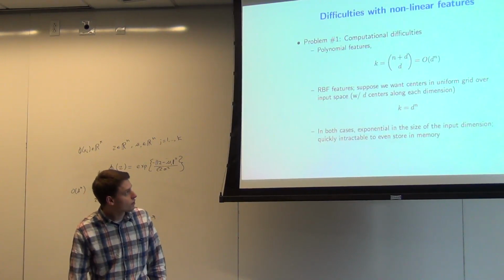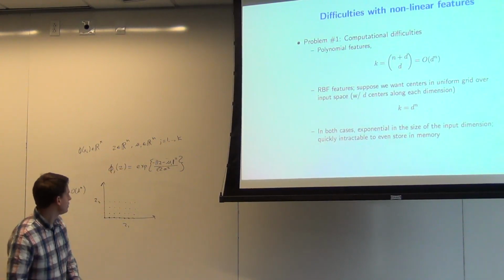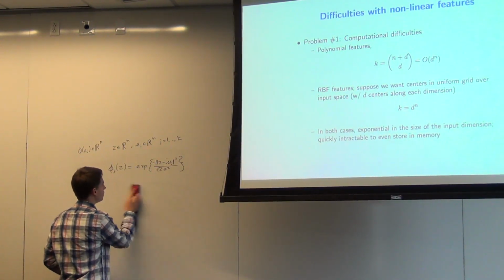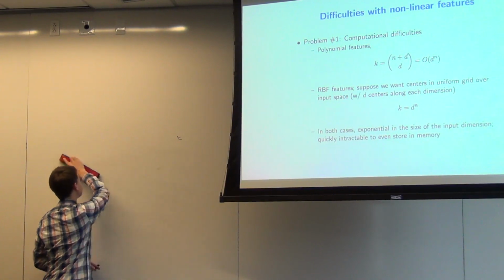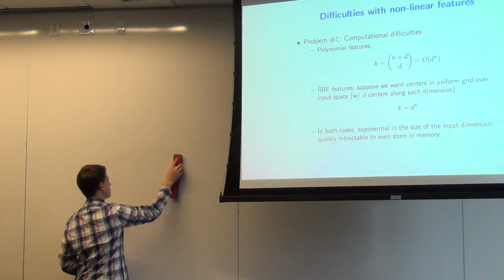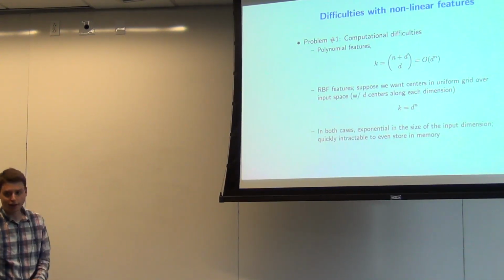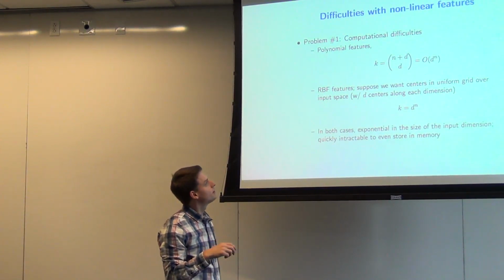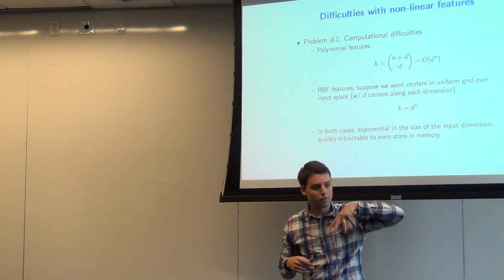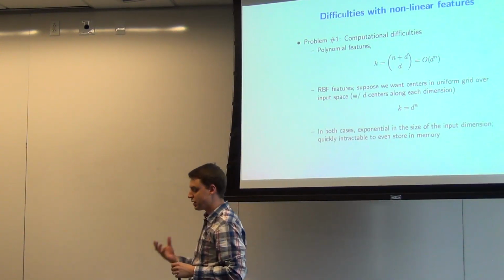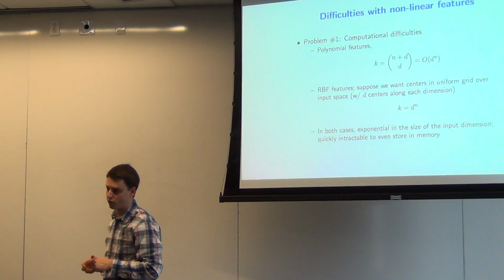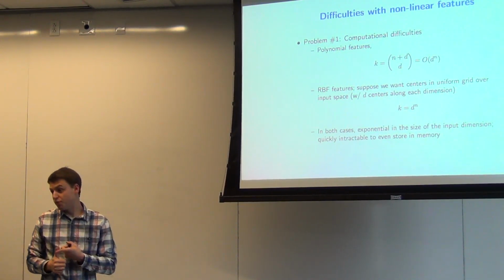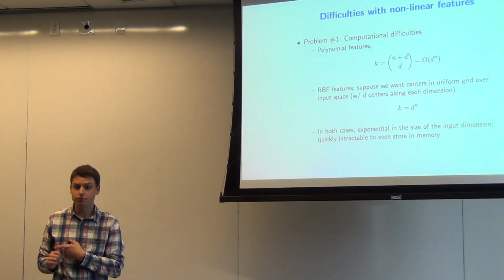All right, so let's talk about two problems now with these features. These are two different problems, and people often confuse the two. So it's important to be able to distinguish between the two different problems that come up with higher dimensional nonlinear features. The first one is the thing I mentioned before. This is the computational problem.